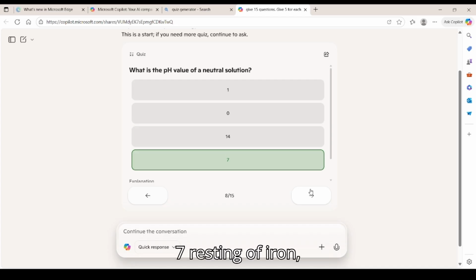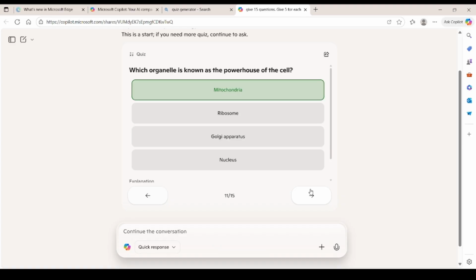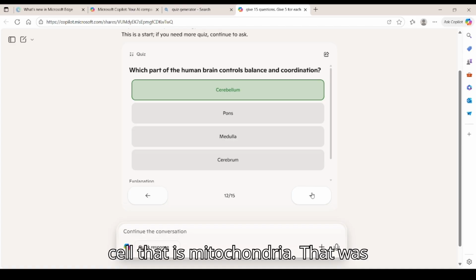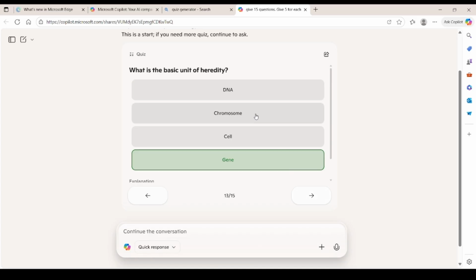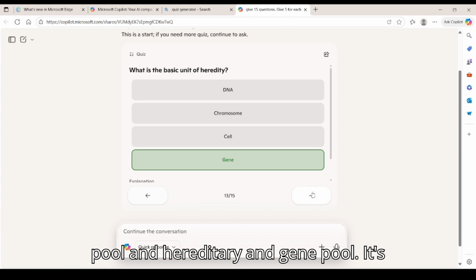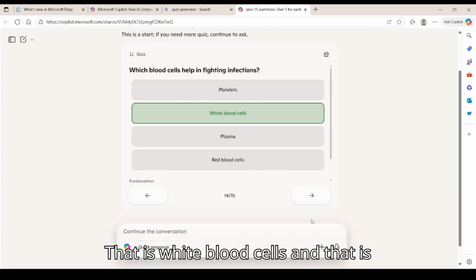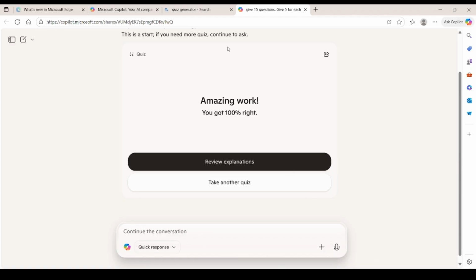Helium. 7. Rusting of iron. Carbon, that's 6, obviously. Powerhouse of the cell, that is mitochondria. That was cerebellum. I was actually a little scared about this answer. I wasn't sure, but I got it right. That was a gene, because it was the gene pool and heredity and gene pool. It's connected. That is white blood cells and that is photosynthesis, and the quiz is finished.